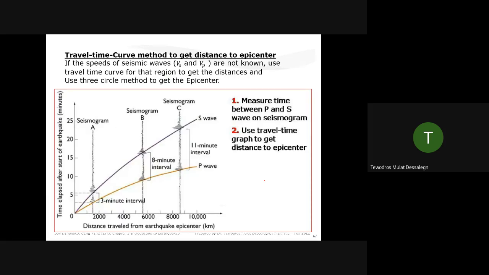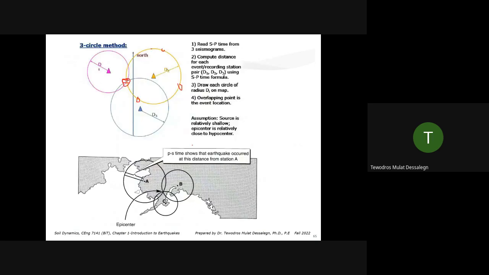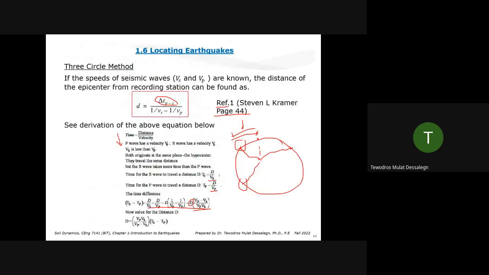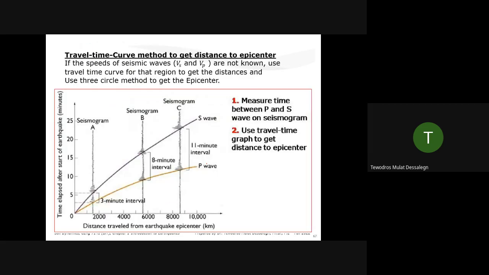Well, now the 3-circle method, it depends. There is some assumption which says we know exactly what the soil property is, the shear wave velocity and the P wave velocity. How about if you don't have the shear wave and the P wave velocity for a local area? Then you can use a general chart.